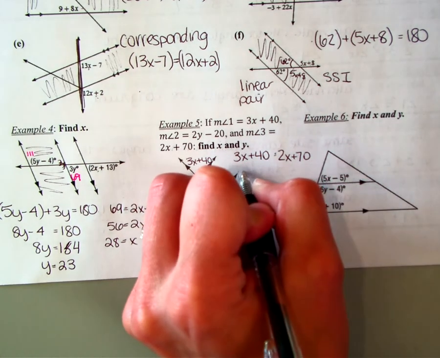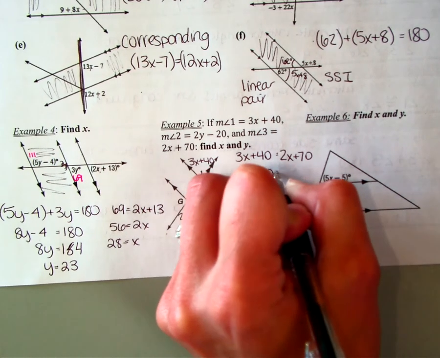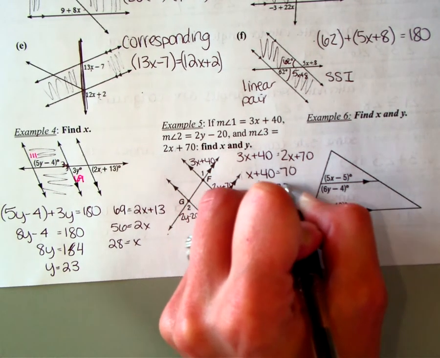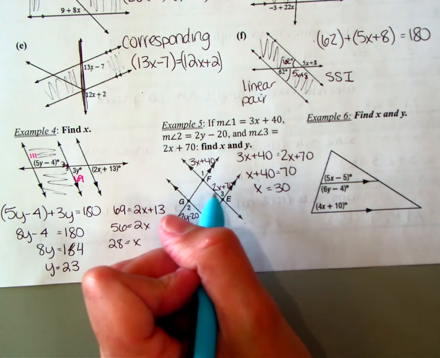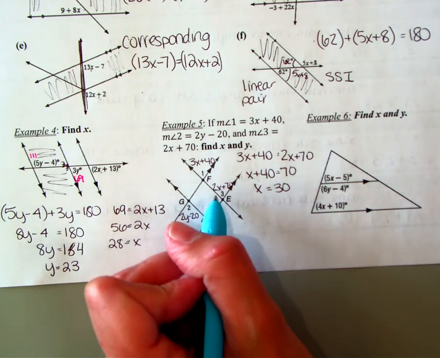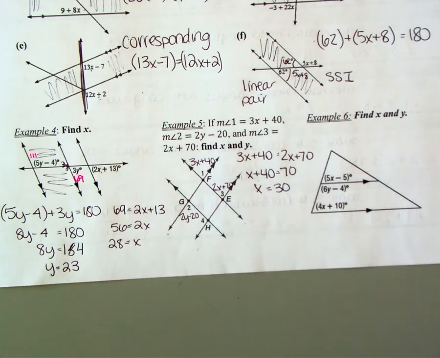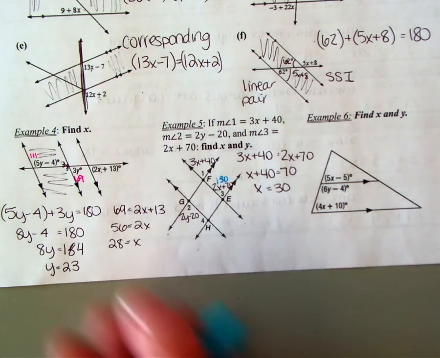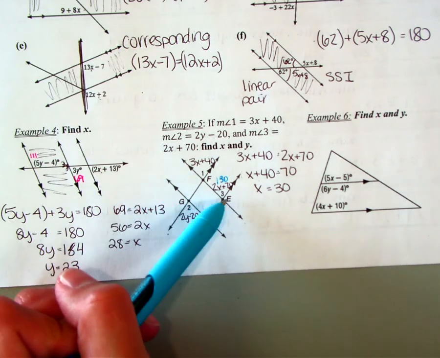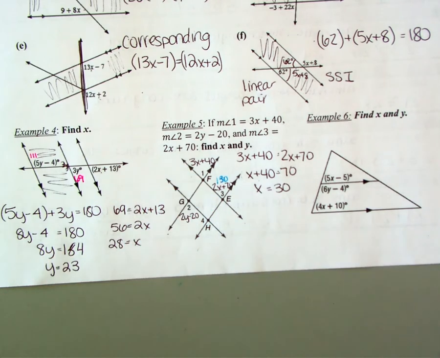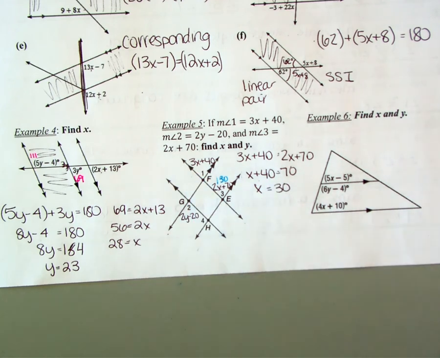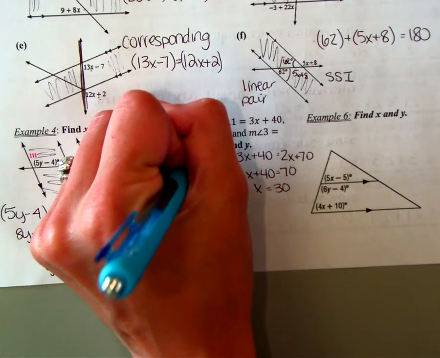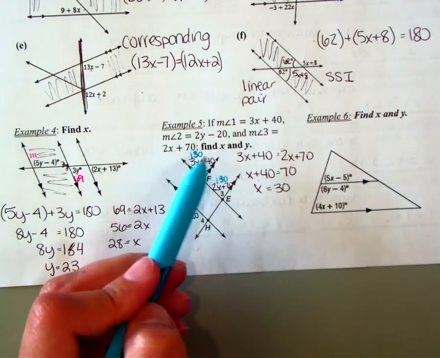Move the 2x over to the other side. Subtract 40 from both sides, and we find that x is 30. Once we have our x value, we can plug it in to solve for the angle measure of both angle 3 and angle 1. So we'll have 2 times 30, which is 60, plus 70 gives me 130. And because we know they're corresponding, we should be able to assume that angle 1 is also 130. But we'll plug it in just to make sure. So 3 times 30 is 90, 90 plus 40 is 130. So we are correct there.